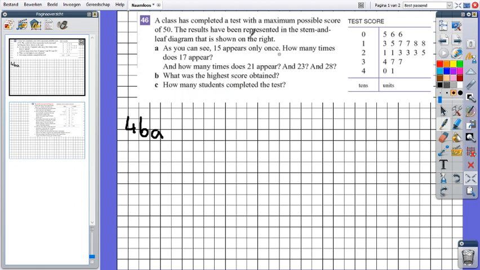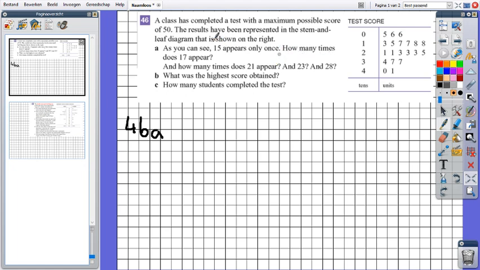So we have a class that has completed a test with a maximum possible score of 50. The results have been represented in the stem and leaf diagram that's shown on the right. As you can see, 15 appears only once. How many times does 17 appear? How many times does 21 appear, 23 and 28?